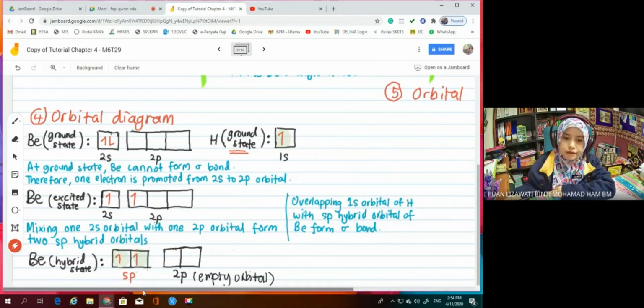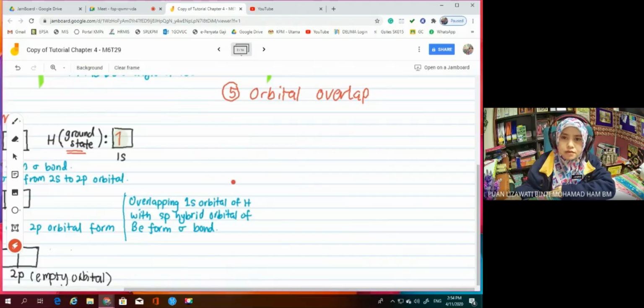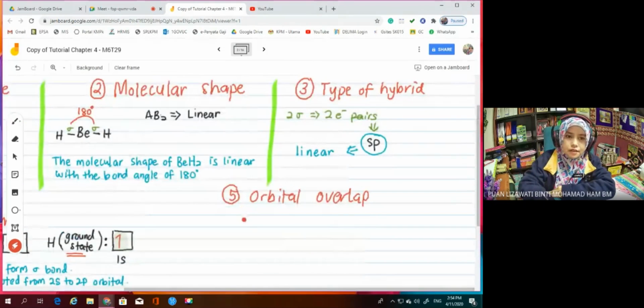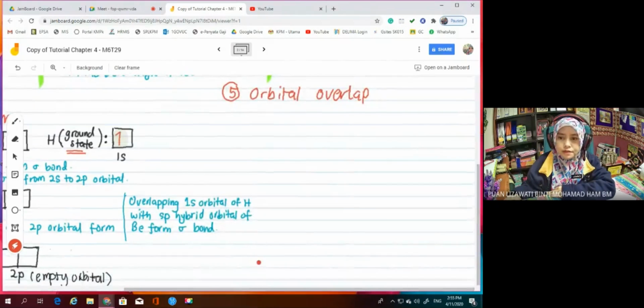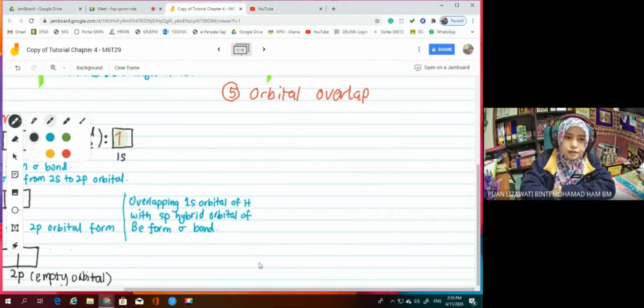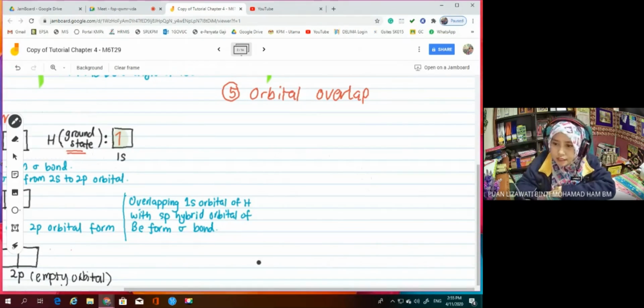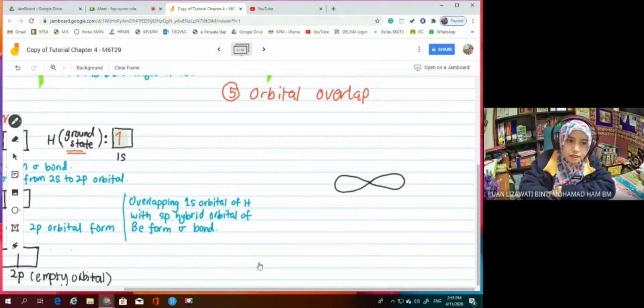Step number 5, you can draw the orbital. We have to follow the molecular shape, which here is linear. So it's better if you draw the sp hybrid orbital first. Make sure when you draw both sp hybrid orbitals they are in a linear position, not bent or crooked like this. The sp hybrid orbital overlaps with the 1s orbital of H.